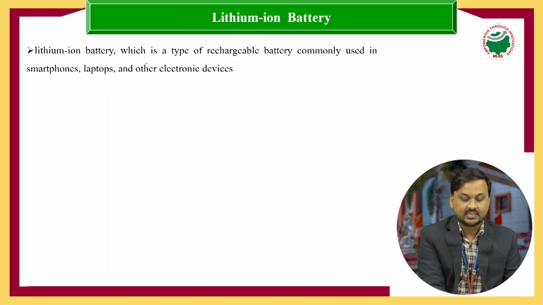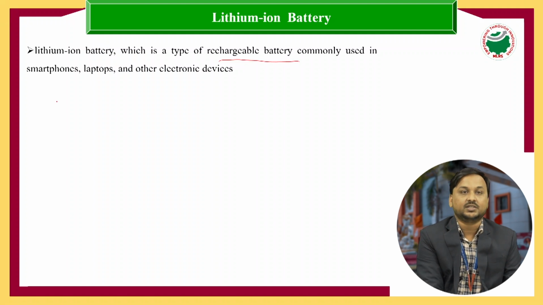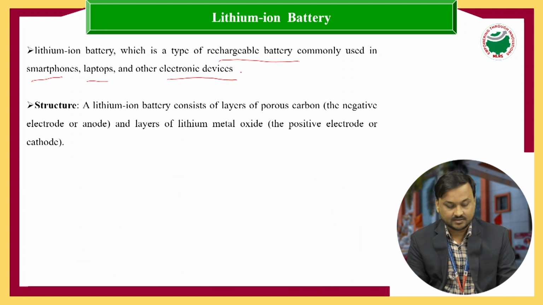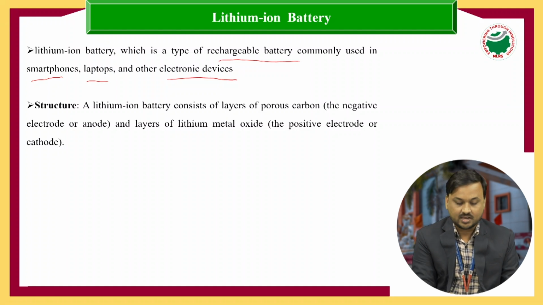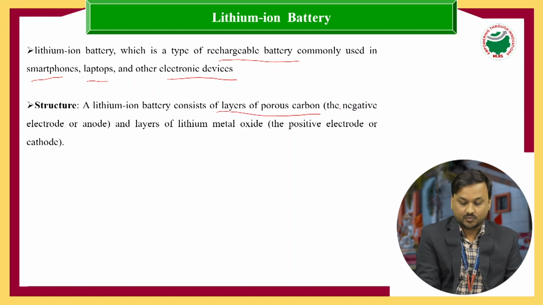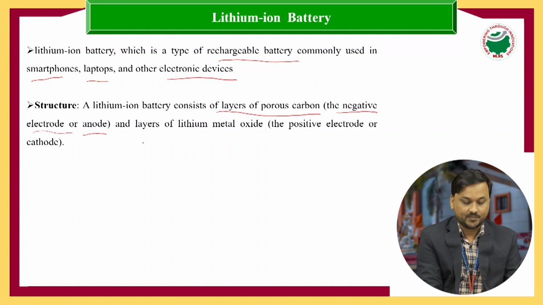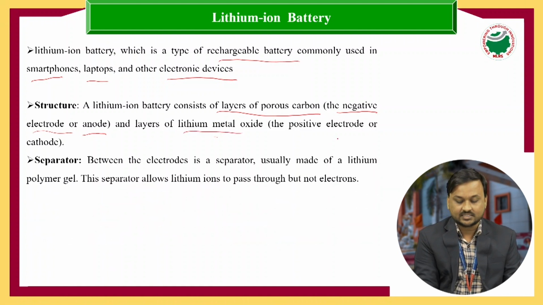Lithium ion batteries are rechargeable batteries commonly used in smartphones, laptops and other electrical devices. What is the structure? The main structure of a lithium ion cell has three main parts. It consists of porous carbon, which is the negative electrode or anode. Lithium metal oxide is the positive electrode or cathode.